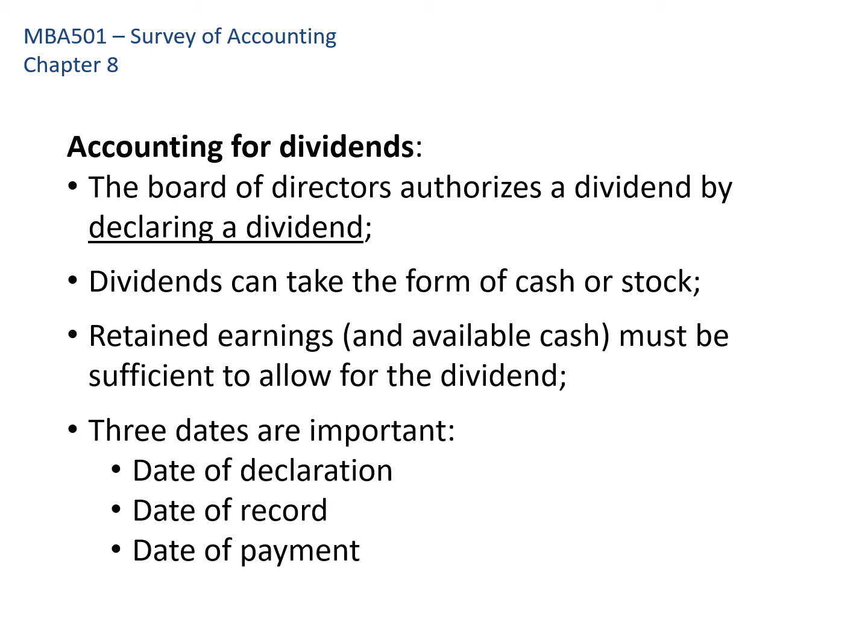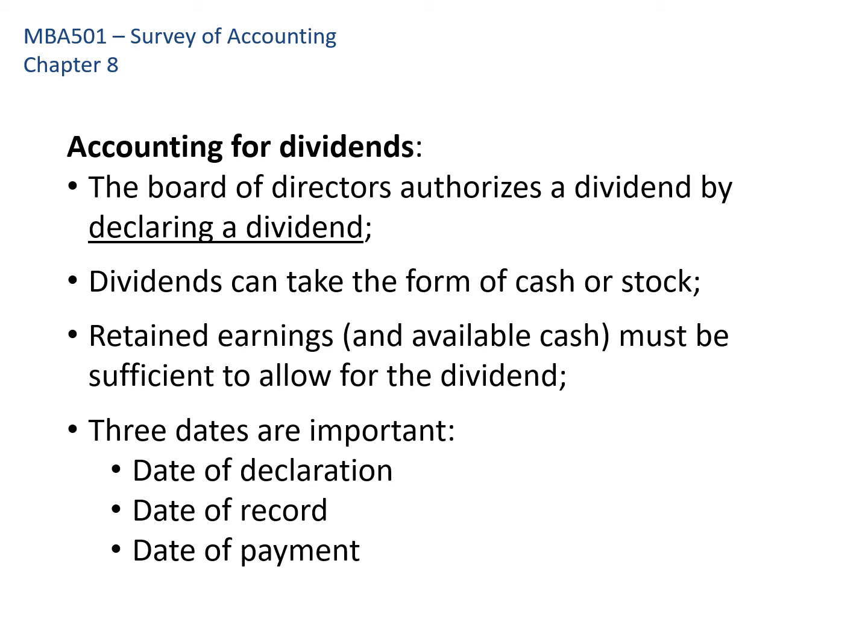So management will come to the board of directors and say, we've had a good year, we have sufficient retained earnings, we have sufficient cash, we would propose sending out a dividend of X, whatever that might be. If the board of directors agrees with that, they'll declare a dividend. That dividend could take the form of either cash, so sending checks out to shareholders, which is most common, or shares, new shares of stock. So again, we must have available retained earnings and available cash to allow for it.